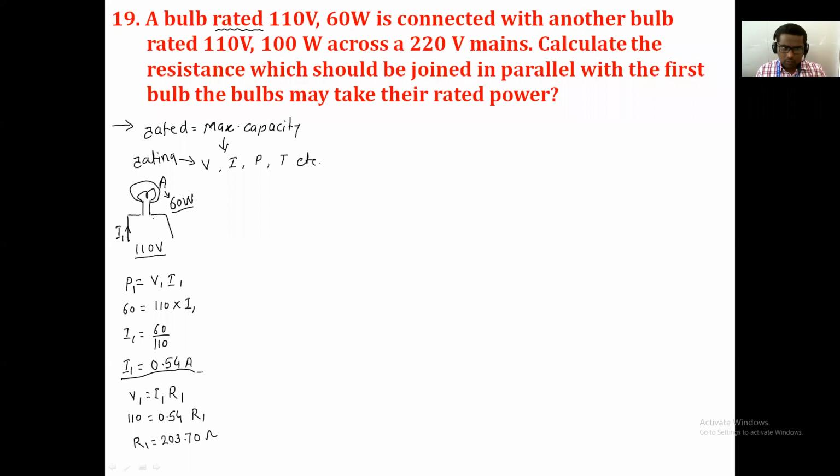It means that when the supply voltage to this first bulb is 110 volt, at that time it will take a current of 0.54 ampere, and when the current flows in this lamp, it will consume the power which is equal to 60 watt. Is it clear up to this point? Yes or no? Yes, sir. Okay.